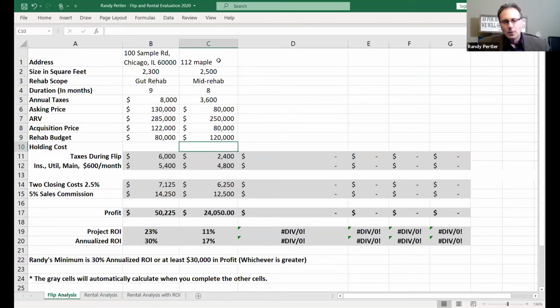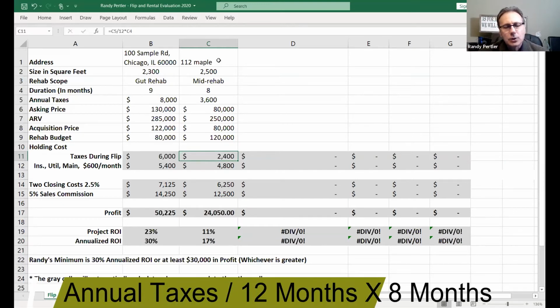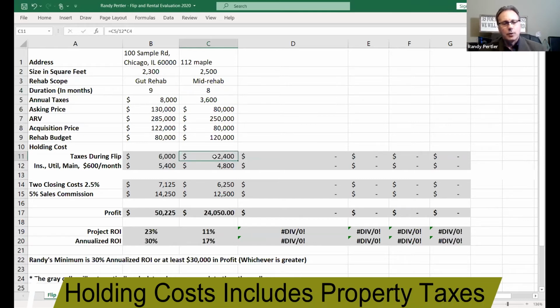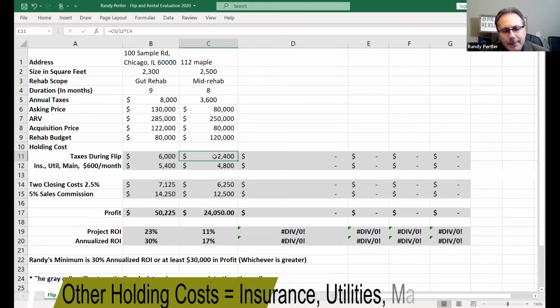All right. So the spreadsheet is calculating for me the cost, the tax proration, the amount of taxes I'm going to pay in holding costs. The formula that I put in there is the taxes divided by 12. So I get monthly taxes times this number, which is how many months it's going to take me, 8. So it's at 24. Also holding costs in terms of insurance, utilities, maintenance.